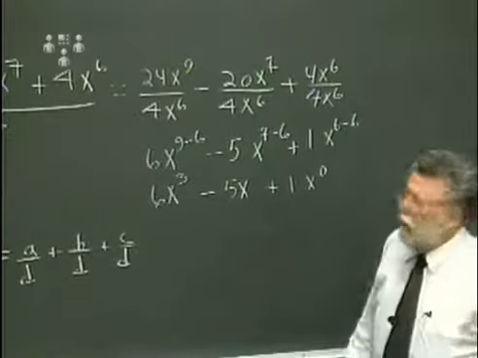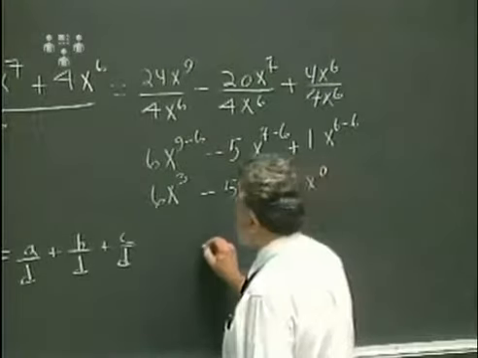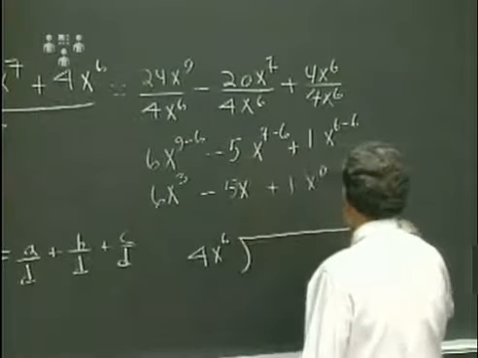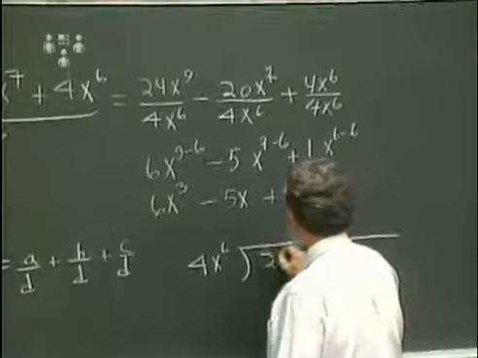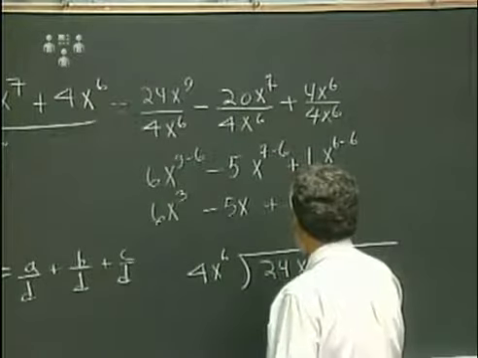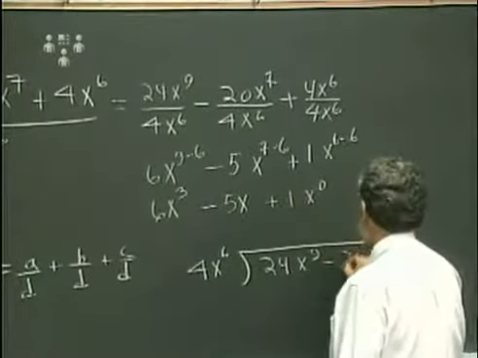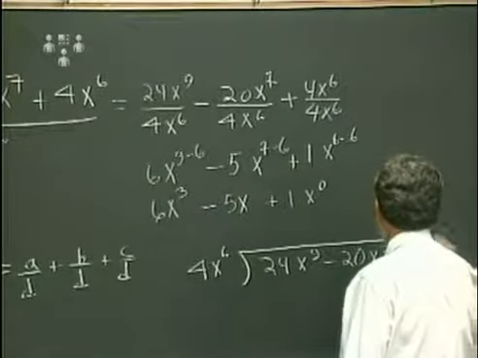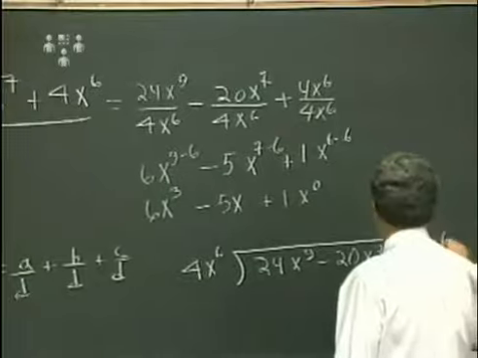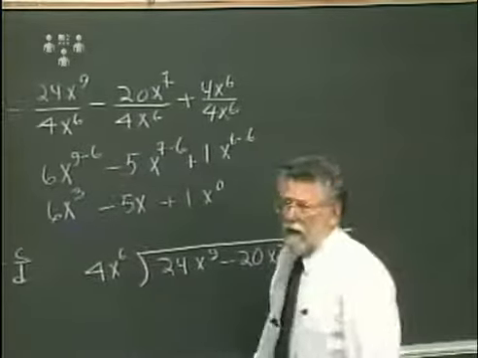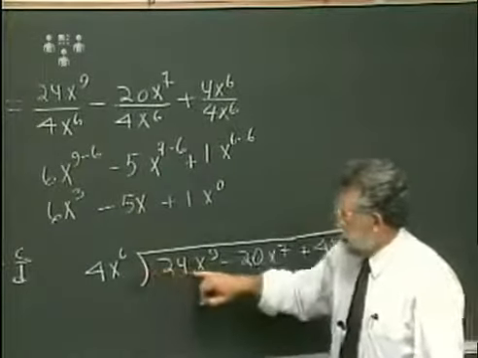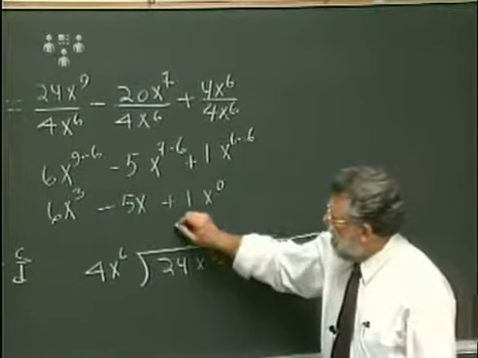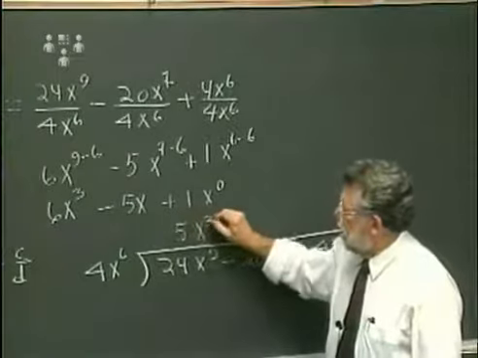I want you to at least be aware that there's another way of doing this problem. Which seems perhaps familiar. It depends on how you liked long division. So you take 4x to the 6th into here. And it goes what? 5x to the 3rd, correct?